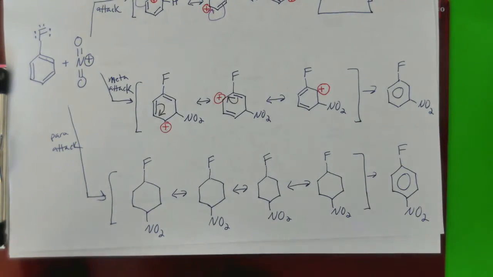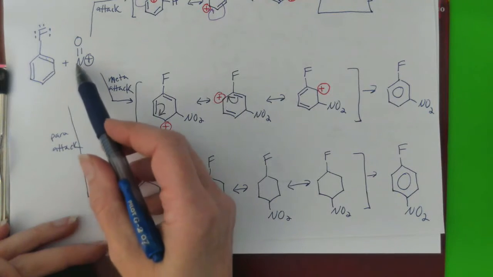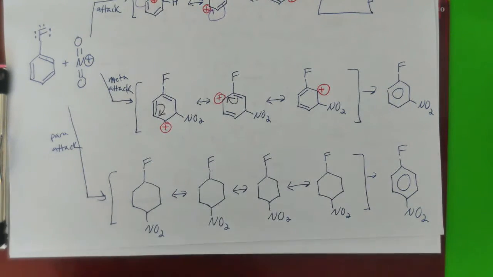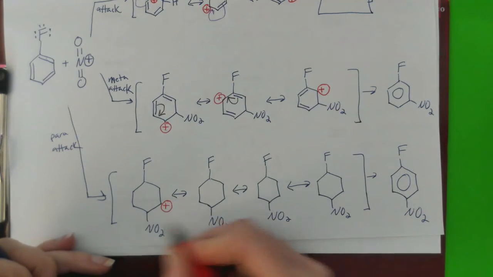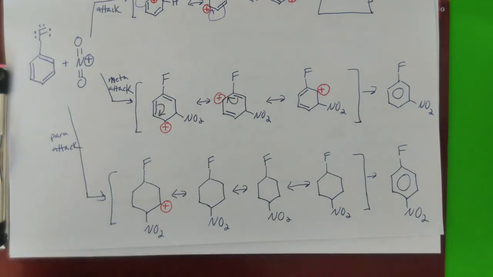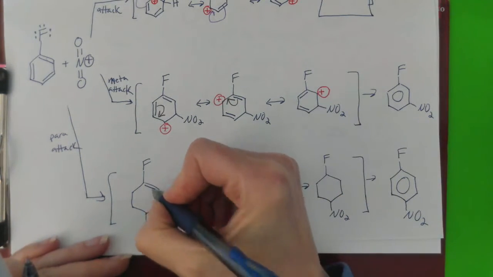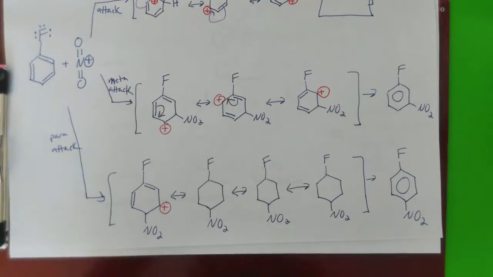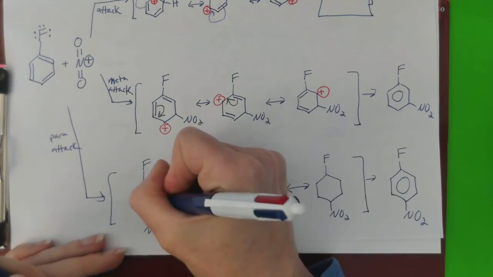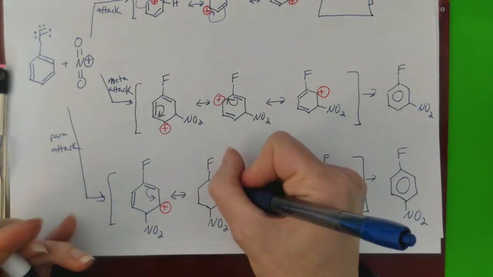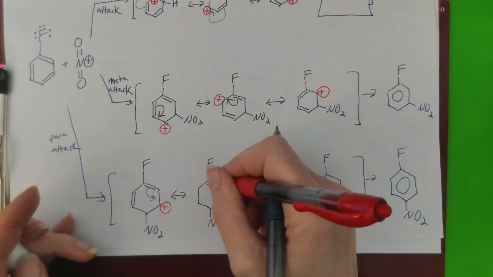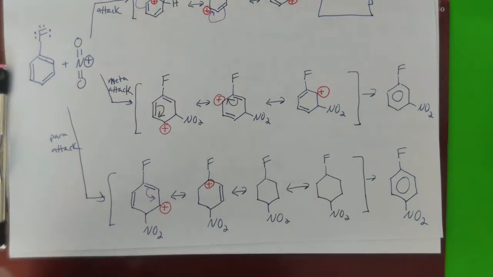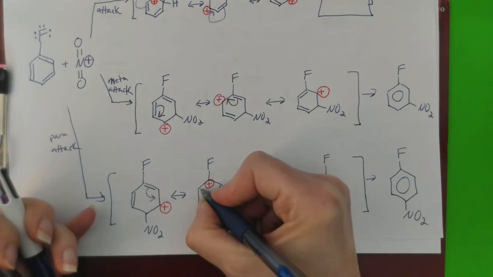Okay, now let's look at the para. So if we have para attack, using this pair of electrons here, attacking, nitro group adding here, that means that the plus charge is here. And yes, there's a hydrogen here, here, here, here, if you want to draw that in. Okay, so we still have this and this. Let's go ahead and start pushing electrons around. So if I move this here, now I have a formal plus charge right here.